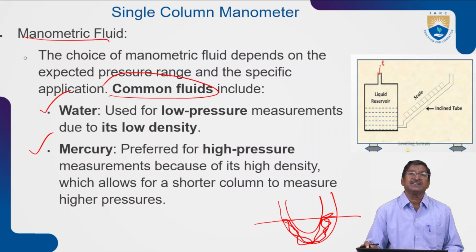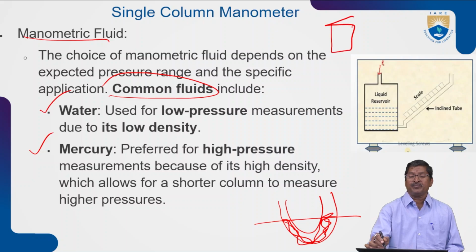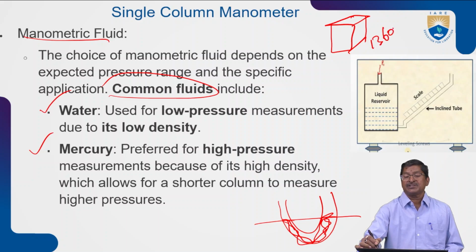Mercury is having the highest density. So 13.6 is the specific gravity of that mercury. So that means 13,600 kg per meter cube. So if you take 1 meter by 1 meter by 1 meter, 1 meter cube, okay, then if you pour the mercury in that, it will weigh 13,600 kgs, so 13.6 tons, okay. Whereas water, it is nothing but 1,000 kg.